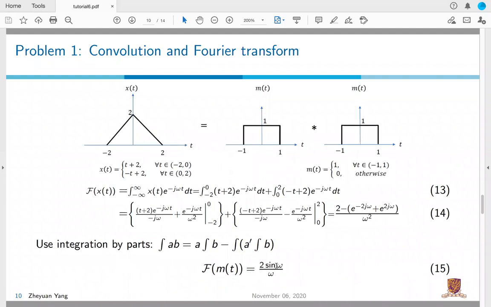Because you can later simplify this using Euler's formula, the e to the power minus 2 j omega plus e to the power 2 j omega is equal to 2 cosine 2 omega. So 2 minus 2 times 1 minus 2 sine square omega. So later you can get the numerator equal to 4 sine square omega. So it will be the square of 2 sine omega divided by omega. So we used the convolution and also the convolution property of the Fourier transform to solve this problem. But this integration by parts may be hard, so you need to do it by yourself.